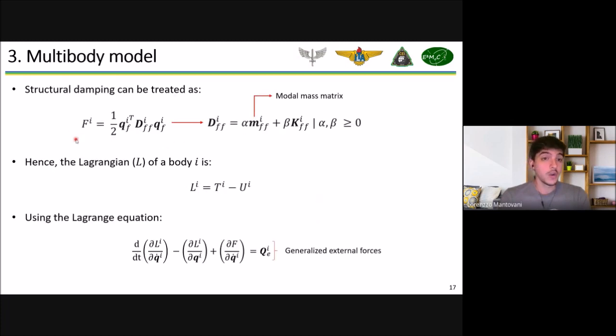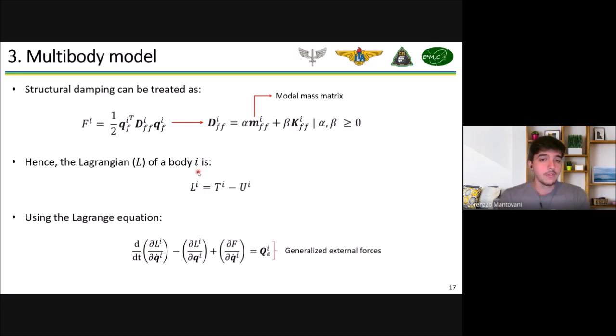And this stiffness matrix is a well-known matrix in structural analysis. Then we need to also account for the damping, because there's structural damping inside that flexible structure, and we can do that considering a DFF matrix. And this matrix here can be obtained being proportional to a modal mass matrix and the stiffness matrix. Alpha and beta parameters are usually experimentally determined, but we can choose them if you want.